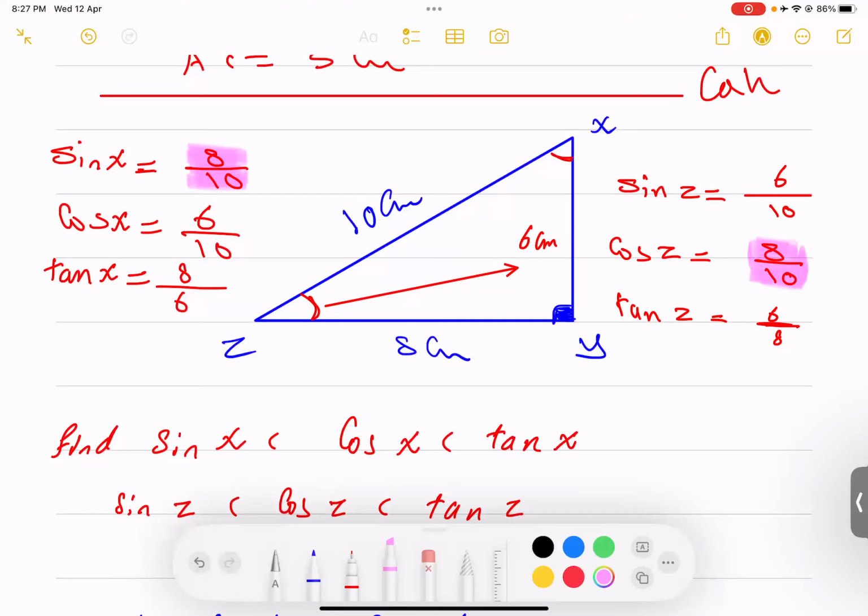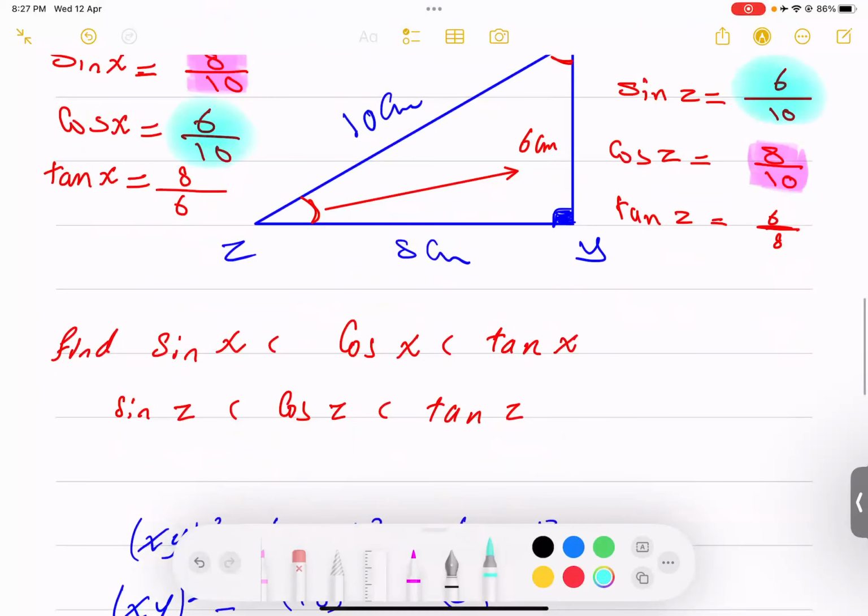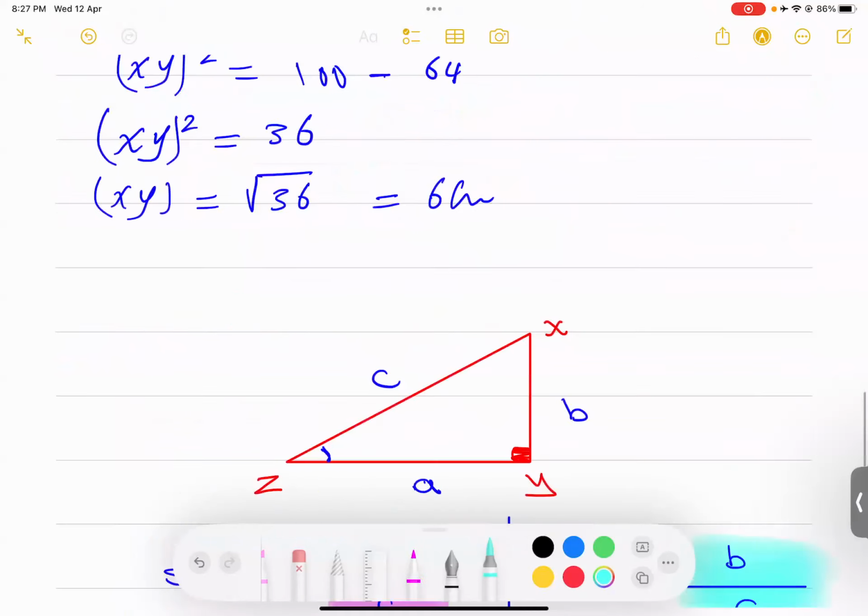Did you get it? What about this part? 6 over 10, I mean cosine of x, it's going to be the same thing. So is that clear for you? It is clear. I have a small doubt. Right now, the tan of x is going to be the reciprocal of it. I'm trying to flip it. So it was 8 over 6, and right now tan of z is going to be 6 over 8.